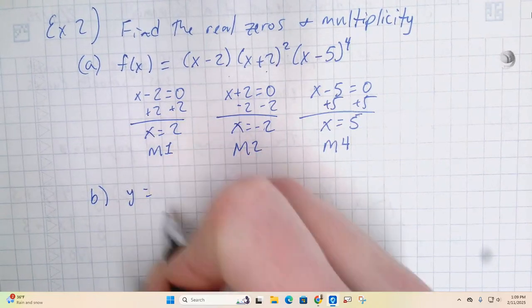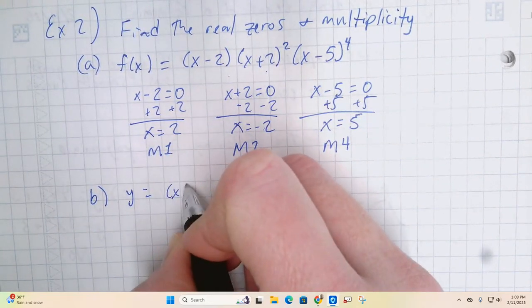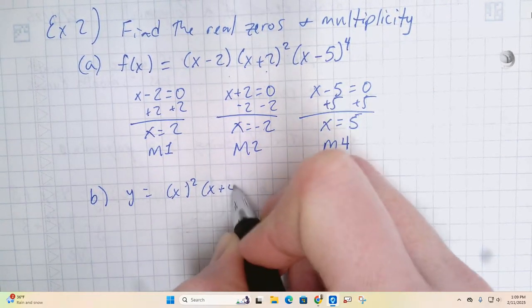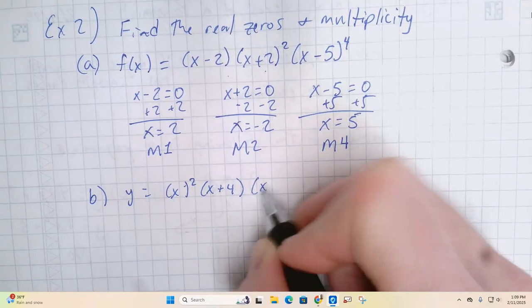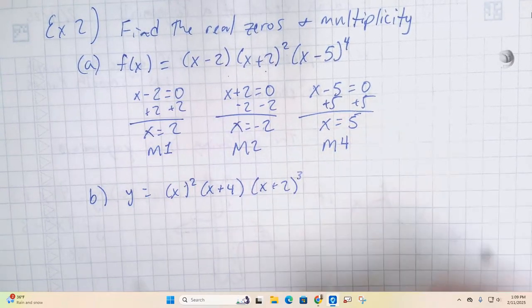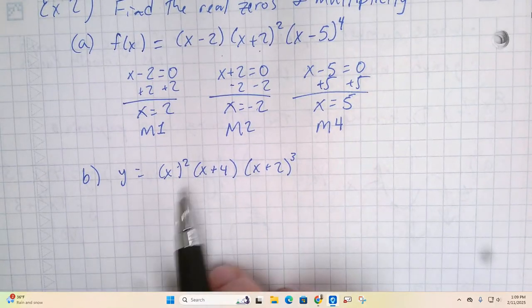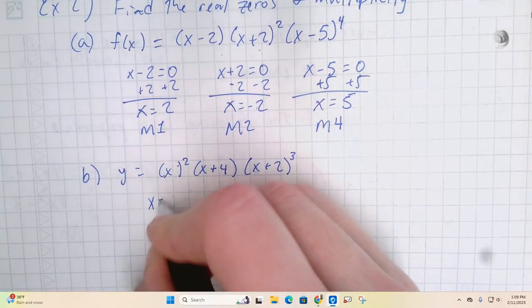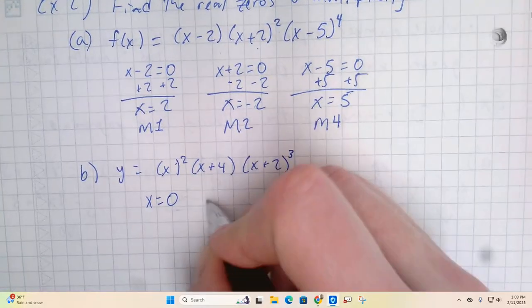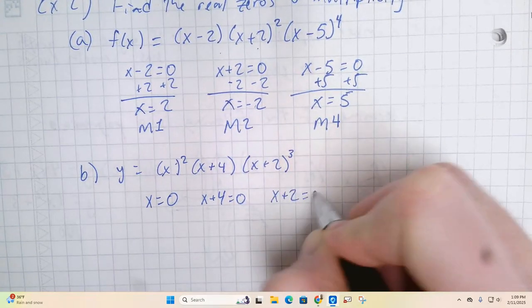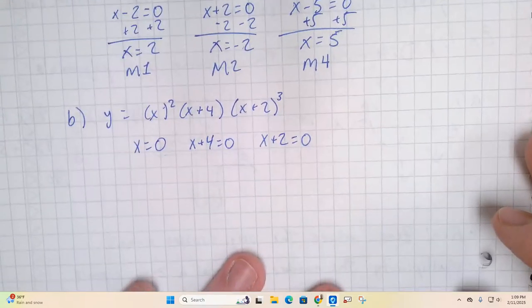Part B, let's do a little more practice here. Let's say I give you another factored form. Let's say I gave you x squared times the quantity of x plus 4 times the quantity of x plus 2 raised to the third power. And if you solved each of them, you'd set each equal to 0. So I'm going to go ahead and do that, literally just writing them equal to 0 so I can figure out what the solutions are to this function.